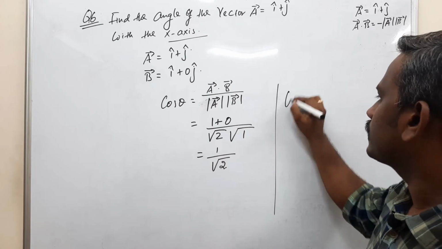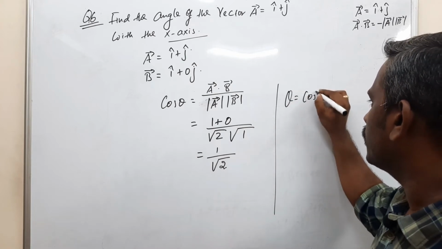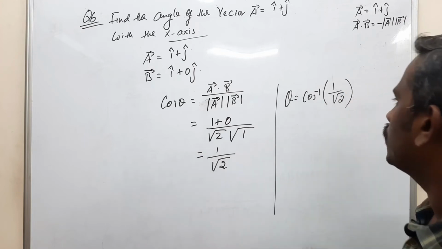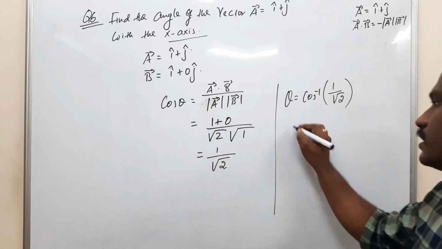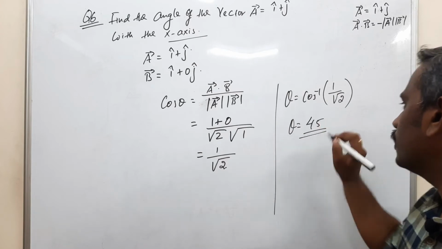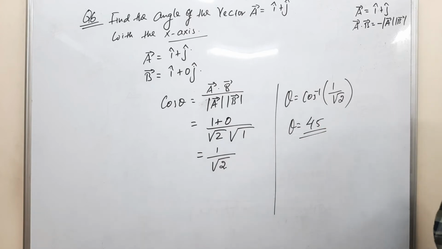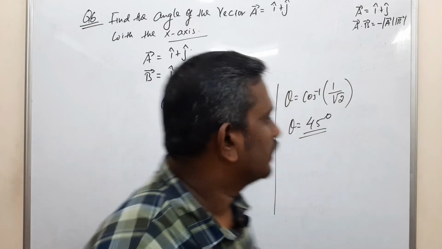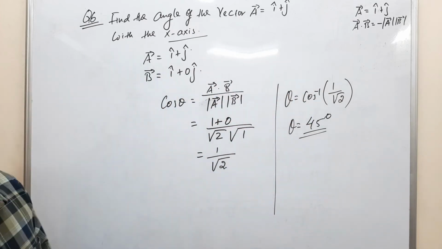So theta is equal to cos inverse of 1 by root 2. What is the value? Cos 45 is 1 by root 2. So the angle between these two vectors is theta equal to 45 degrees. Clear? So the next question.